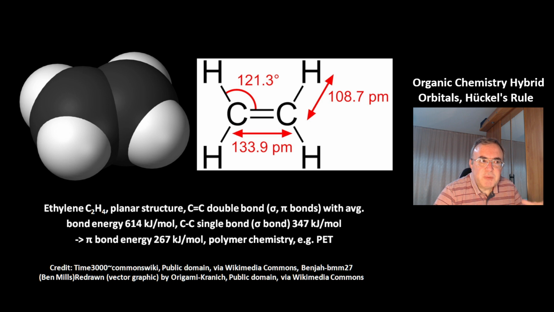And that's the basis of polymer chemistry. For example, that allows you to polymerize this molecule ethylene to polyethylene. And that's an exothermic reaction because pi bonds are converted into sigma bonds. And you need cooling to control this reaction.